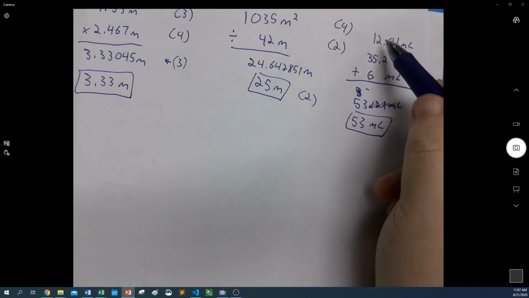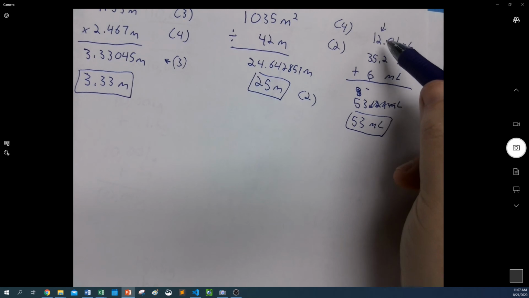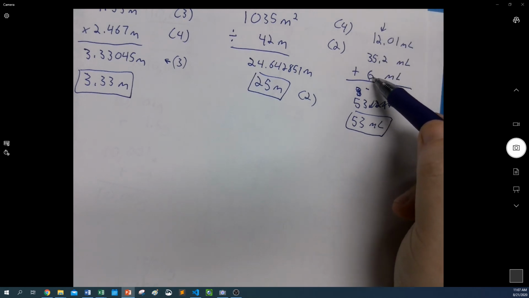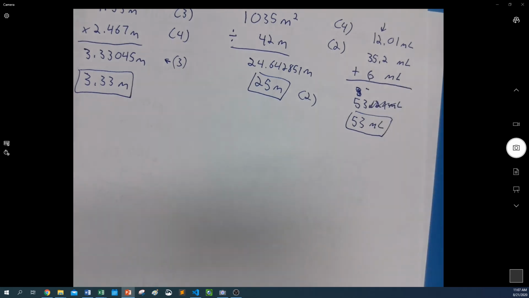So for addition, we look at whichever column has the last point. So this one had nothing after the decimal, so we would cut it off on one spot. Make sense? So we cut it off on what spot it is for addition and subtraction.